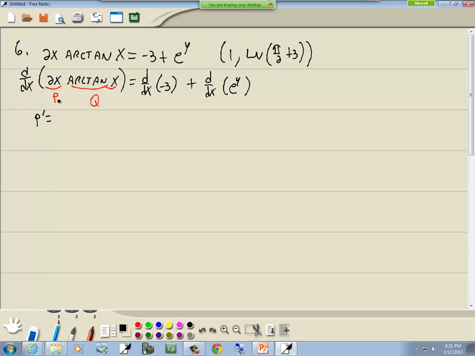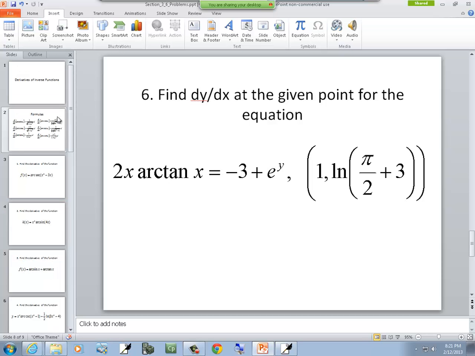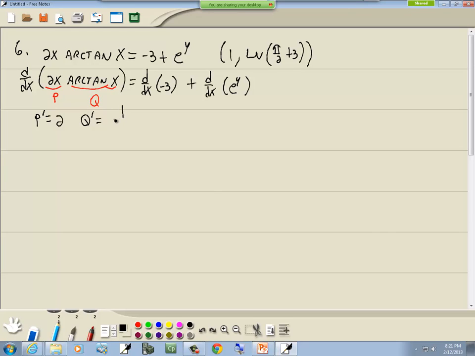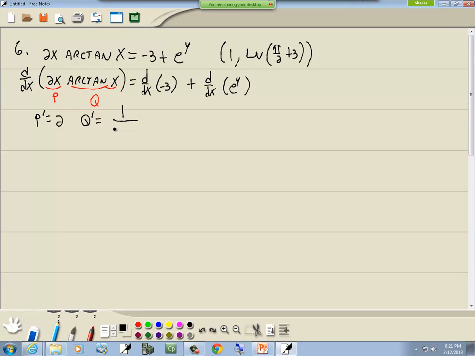Well, we need p prime. The derivative of 2x is 2. And we need q prime. And if we go look at our formula sheet for arctangent, it's 1 over 1 plus u squared. And we just got a single x here, so this will be 1 over 1 plus x squared. We don't need to do our u prime at the end, because this is not the chain rule. Or it's a very boring version of the chain rule.